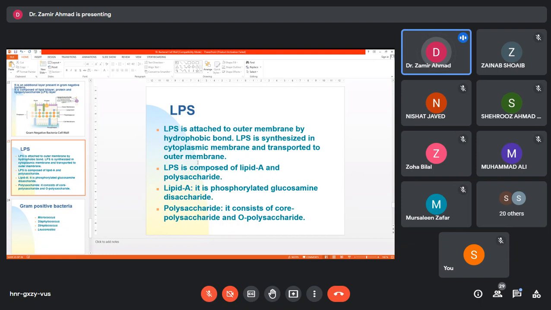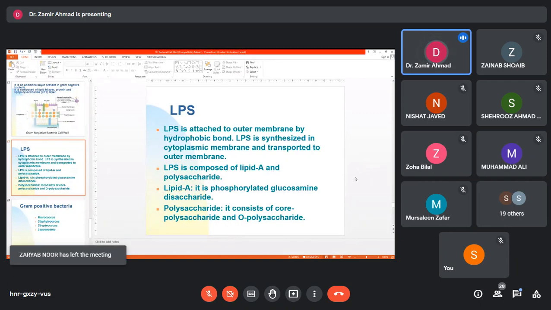The polysaccharide in this lipopolysaccharide consists of the core polysaccharide and the O polysaccharide. O polysaccharide means any substance attached to the oxygen of the OH group. If it is attached to the nitrogen, then it is called N attachment, or if it is attached to the oxygen, then it is called the O polysaccharide. So this was about the general structure and the basic components present in the bacterial cell wall.